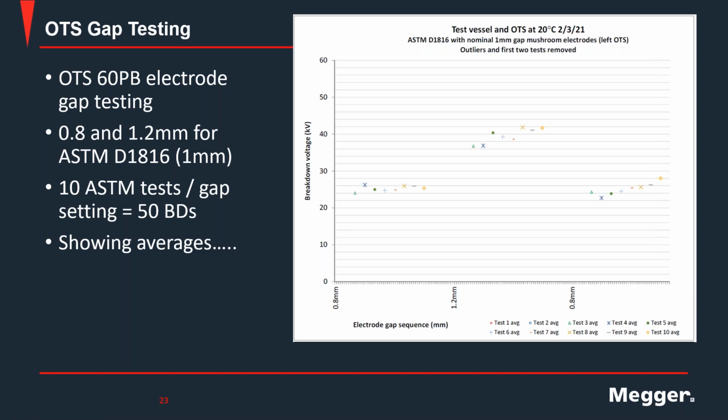So we had 0.8 millimeters. We had 1.2 millimeters, and then we went back to the 0.8 millimeters. And at the bottom of the legend, you can see test 1 to test 10 showing all the average breakdown results. And as you can see with the 0.8, we were achieving typically around 25, 26 kV. When we went to the 1.2, obviously a larger gap between the electrodes, you'd expect a higher breakdown. And again, we were achieving around 40 kV. And then back down to the 0.8, we were achieving what we had before, which is around 25, 26 kV.